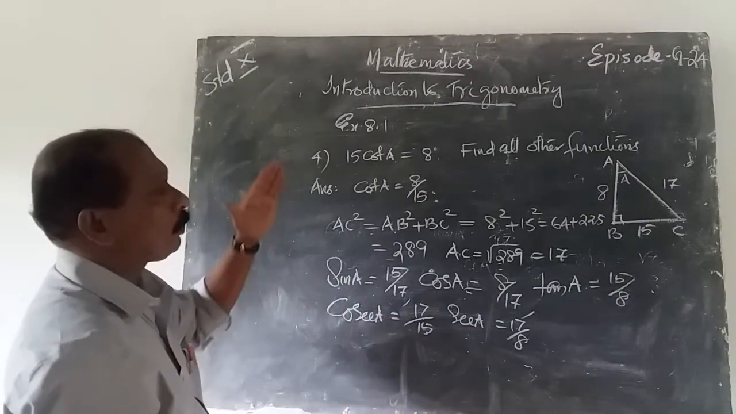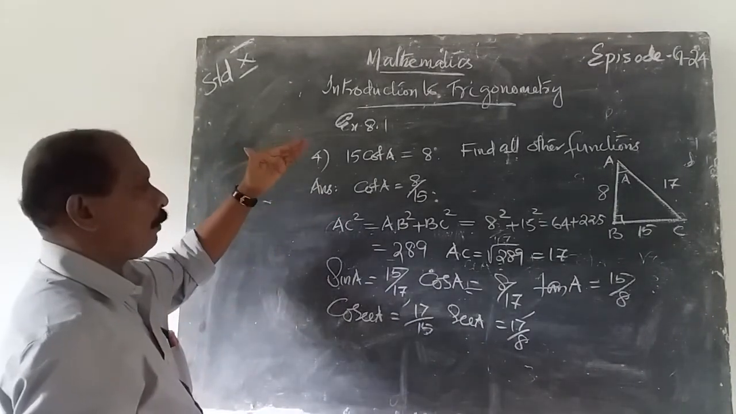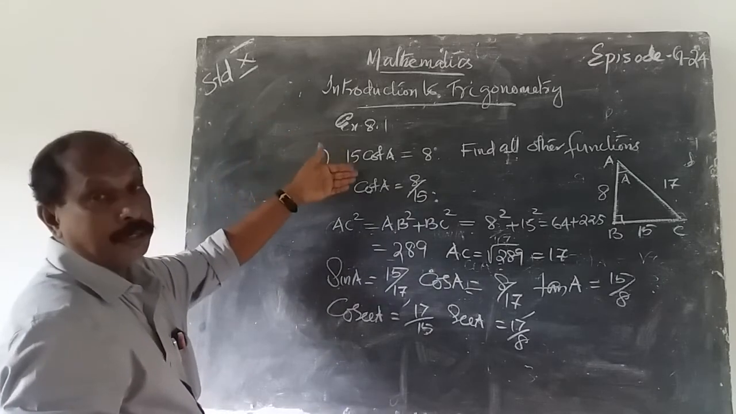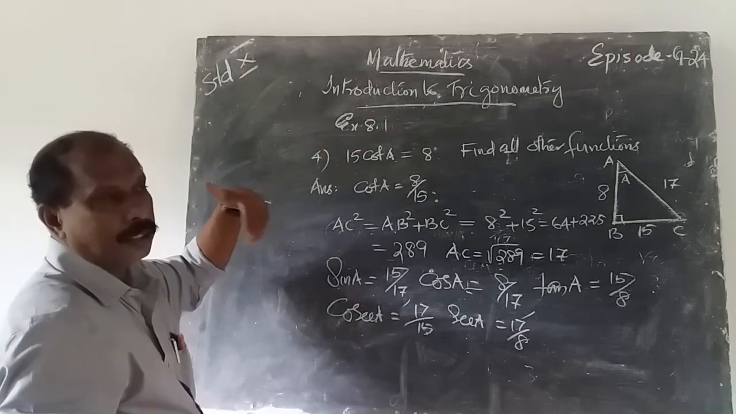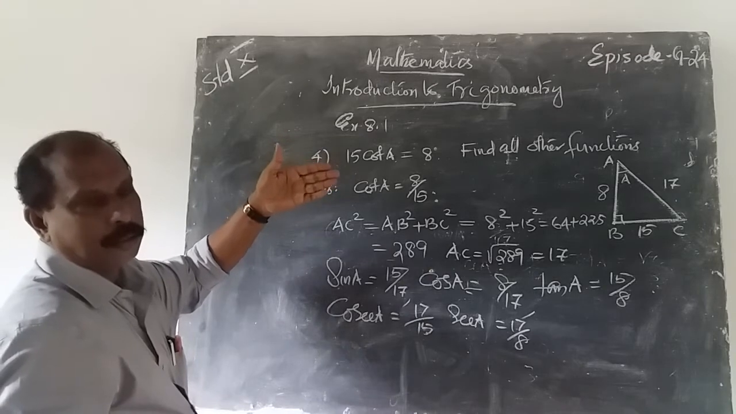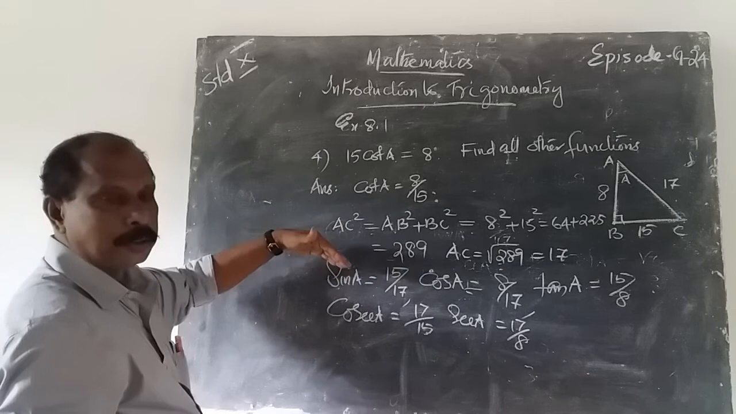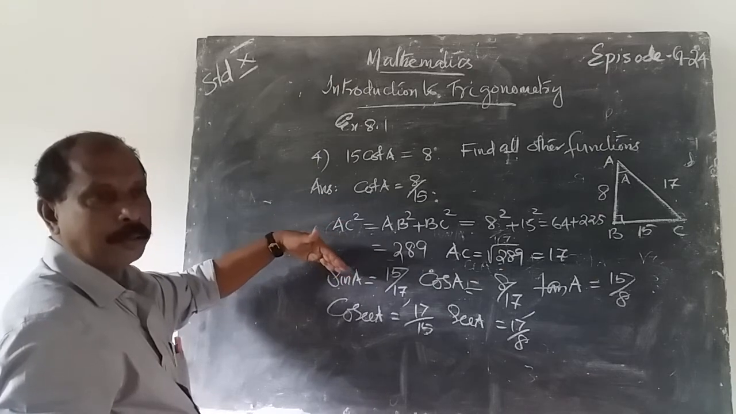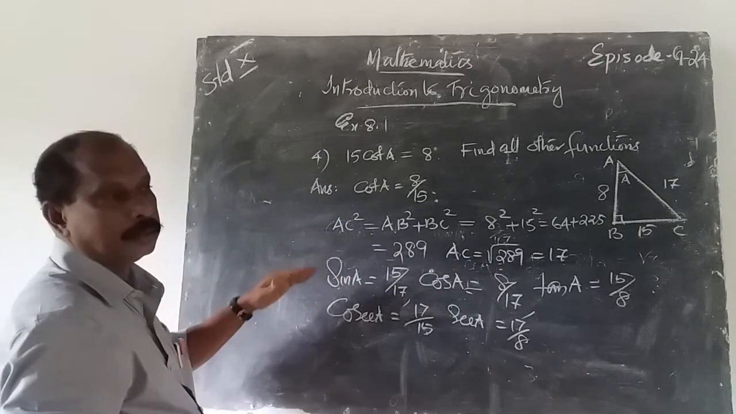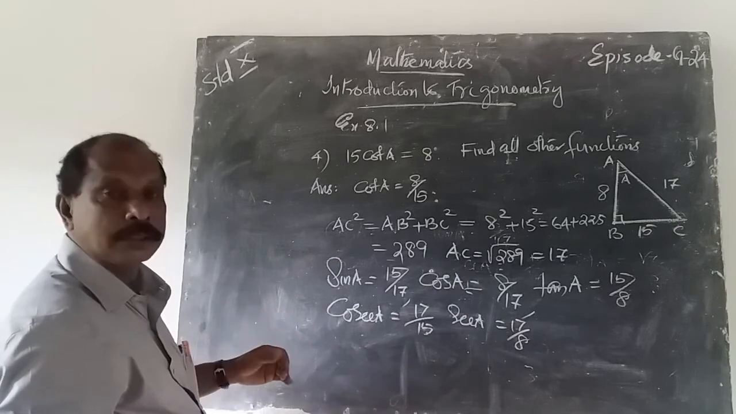Clear? That means, using the figure, first of all we draw the figure on the basis of given data. Then we can find out the third side of that right angle triangle using the data. Then sin is opposite by hypotenuse, cos is adjacent by hypotenuse, tan is opposite by adjacent. Reciprocals of these are cosec, sec and cot.